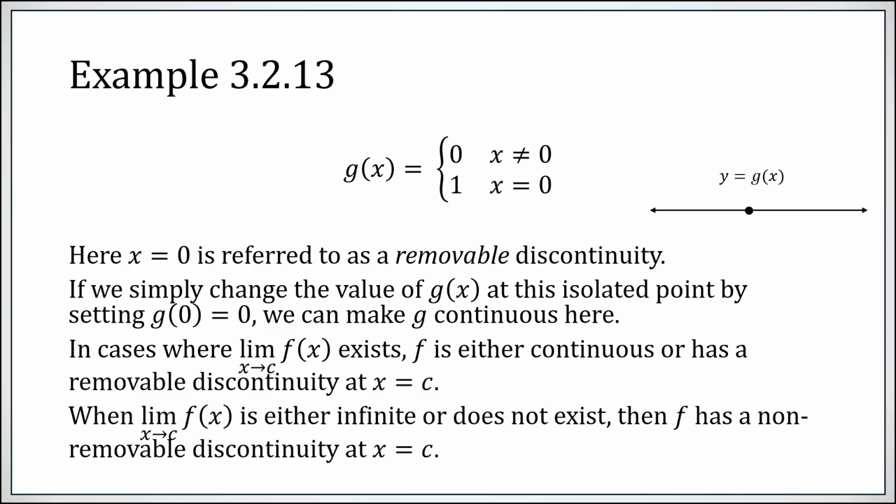So when the limit is either infinite or doesn't exist, you can't do this trick. So if the limit as x approaches c of f of x is infinite or doesn't exist, you don't have a removable discontinuity. It's called a non-removable discontinuity.